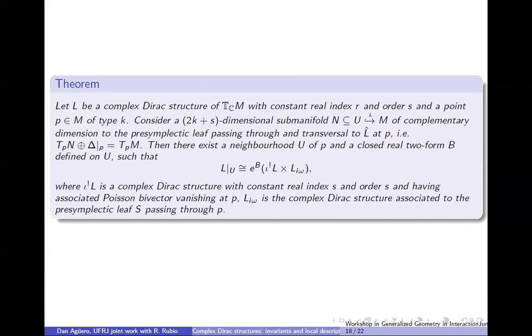Could you give maybe a simple example of this situation? Well, a simple example is, for example, you have a presymplectic structure. You have no splitting. You have just the term on the other side. That's a simpler example.